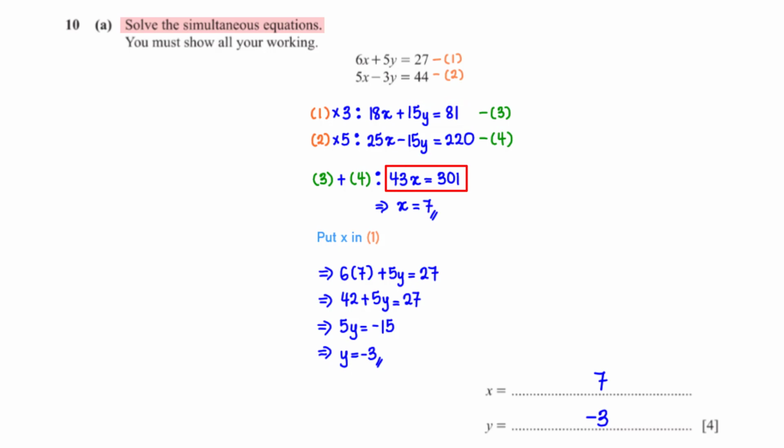When we divide both sides by 43, we get x equals 7. We can now plug in the value of x into any of the equations to get the value of y. If we pick equation 1, we have 6 times 7 plus 5y equals 27. 6 times 7 is 42. When we subtract 42 from both sides, this is what we have. And when we divide both sides by 5, we get y equals negative 3.